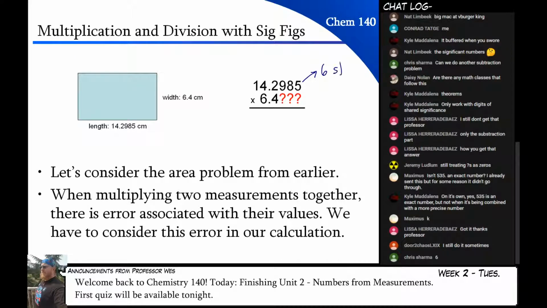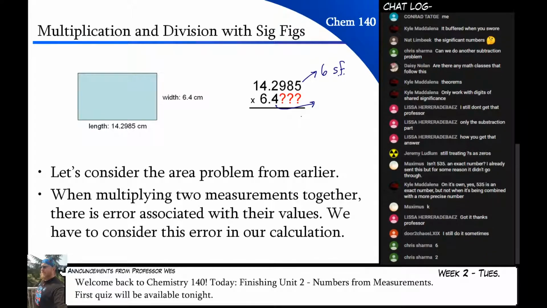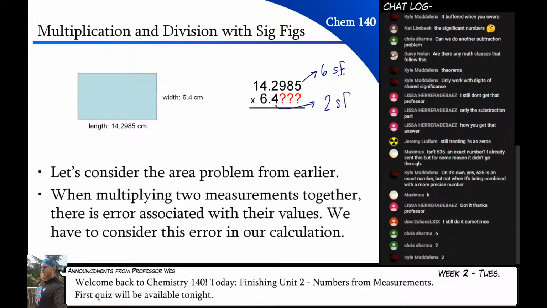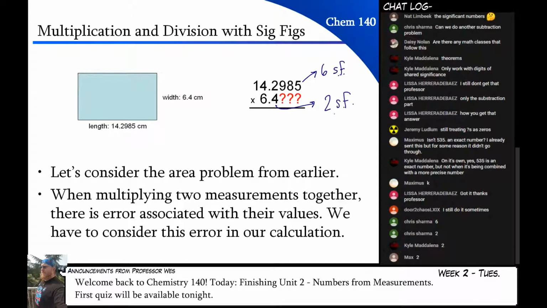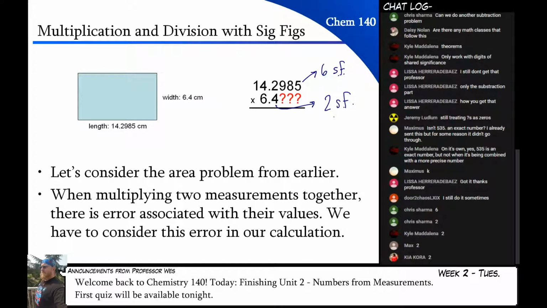6. Very good. Okay. How many sig figs does 6.4 have? It's got 2. Excellent. Okay. What we're going to do is our answer is going to have the fewer of the sig figs that the digits that make it up have, or the values that make it up have. Which is fewer, 6 or 2? Well, that's this one, right? So what that means is that my answer, when I multiply these two things together, should have that many sig figs.